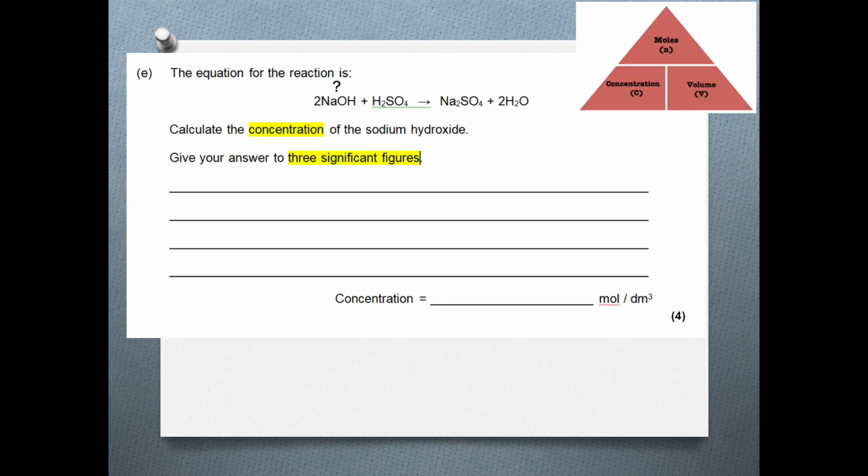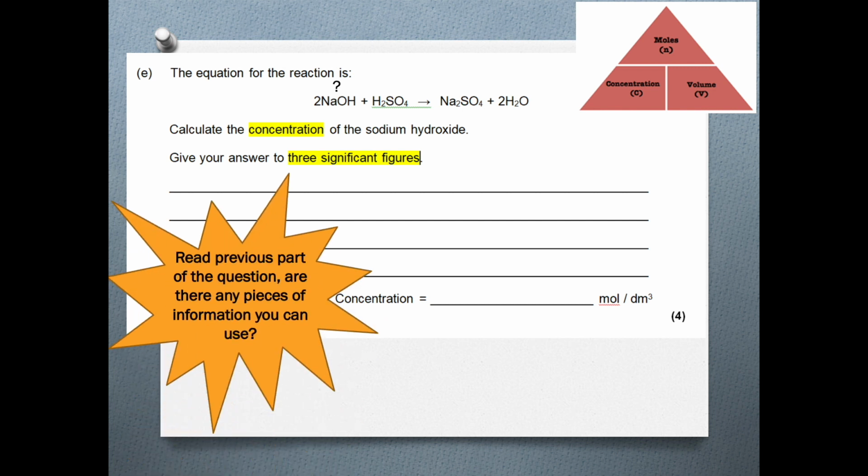Right, so the equation for the reaction is given above. Calculate the concentration, 3 significant figures. Now, the easiest way to do this is, number one, I would write this in the exam. So when I'm doing my calculation, I'm referring back to my formula triangle. And also, read the previous part of the question. Is there any information you can use, right? Of course there is. There's loads of stuff. And that's the biggest hint.